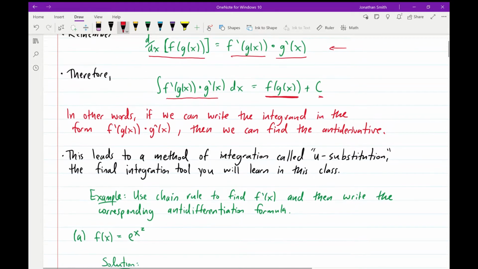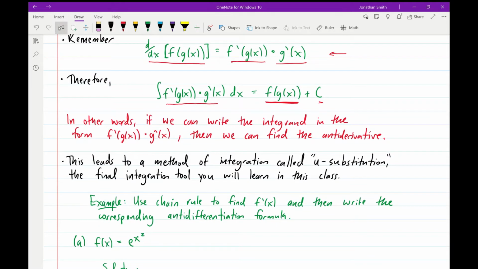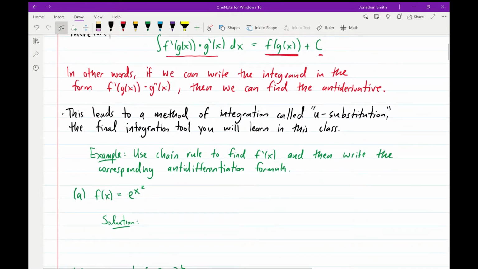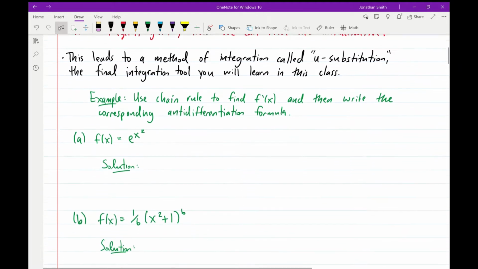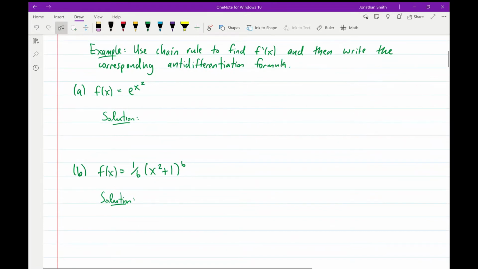Ultimately, this observation leads to a method of integration that's called u-substitution, and this is the last integration tool that you're going to learn in this class. So let's start off with some examples. In these examples, we're going to use the chain rule to find the derivative of a function f of x, and then write the corresponding anti-differentiation formula after we have the derivative.